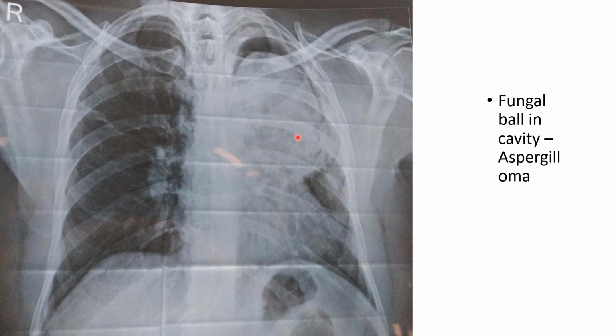So you can take an x-ray in a different position and see if this fungal ball moves with the change in position. Basically you see this area, there are no bronchovascular markings, and it is semilunar, tracking all the way down, right? So aspergilloma. Usually if there is recurrent hemoptysis, surgical removal is advised.